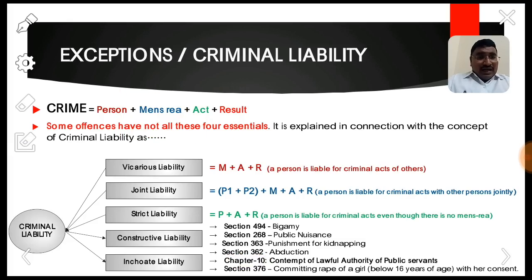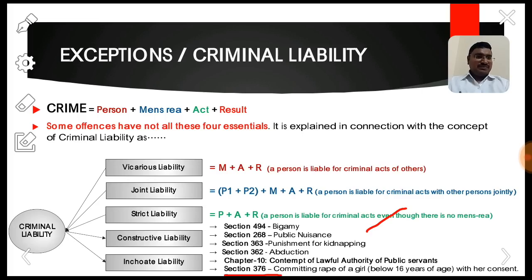Next, under section 376, committing rape of a girl below the age of 16 years, even with her consent. According to section 376, which explains the punishment for rape, if a person has sexual intercourse with a woman with her consent, with her willingness, it does not amount to rape.